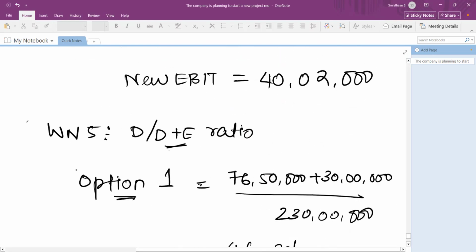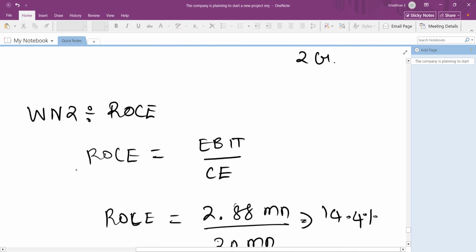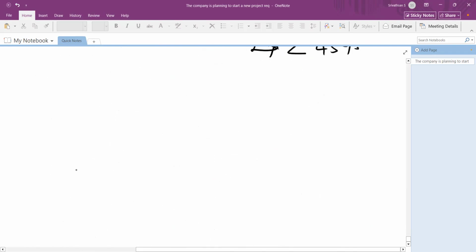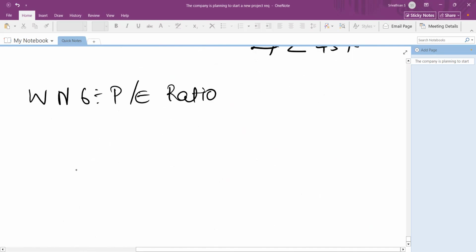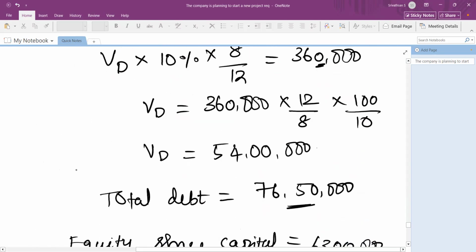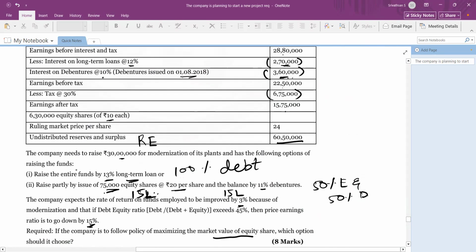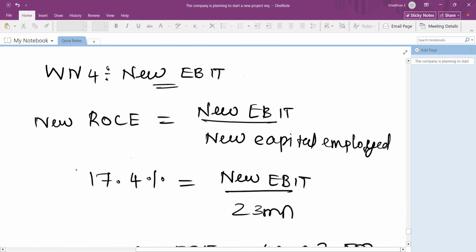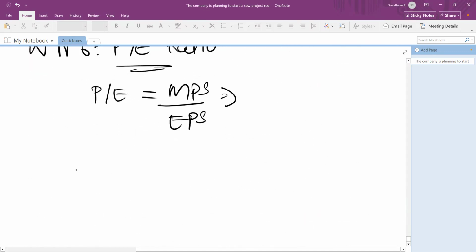Now let's calculate the PE ratio. Working note number 6, PE ratio. The formula for PE ratio is MPS divided by EPS. So what is the market price per share given in the question? I think it is 24 if I'm not wrong. Market price per share is rupees 24 per share. It is directly given. So market price per share is 24, divided by the EPS.